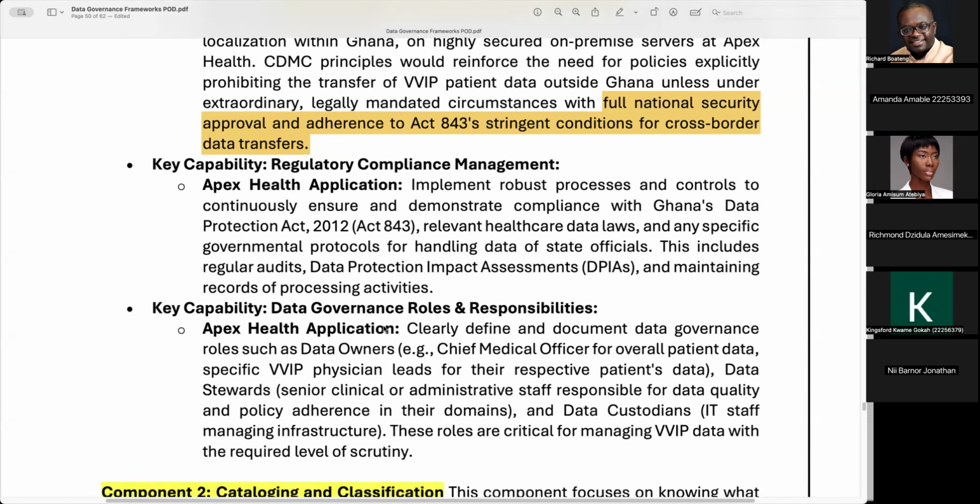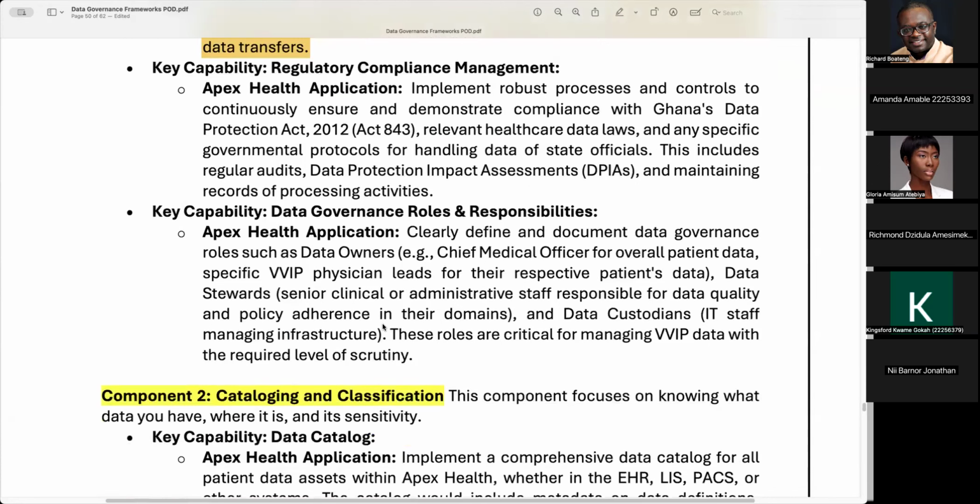Regulatory compliance management capabilities involve having robust processes and automated controls where possible for ensuring continuous compliance with Act 843, the relevant healthcare laws, and any specific government or VVIP protocols. This includes regular automated checks, compliance reporting, mandatory DPIAs before processing VVIP data in new ways, and maintaining detailed records of processing activities. And data governance roles and responsibilities must be clearly defined, documented, and enforced, specifying owners, like the CMO or VVIP unit heads, stewards, senior clinical or administrative staff managing specific data sets, and custodians, IT managing the infrastructure, ensuring clarity for accountability under the intense scrutiny expected for VVIP data.